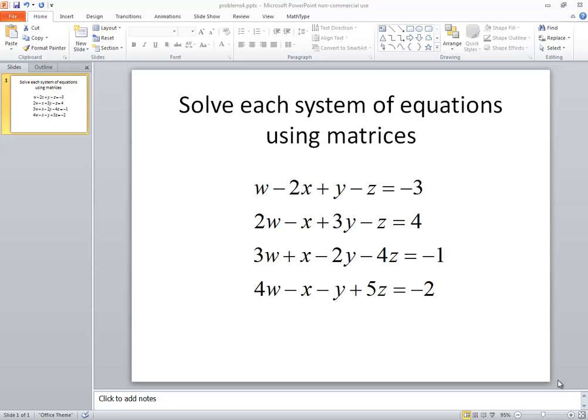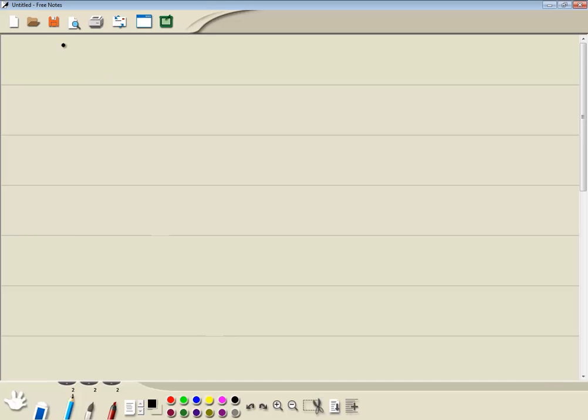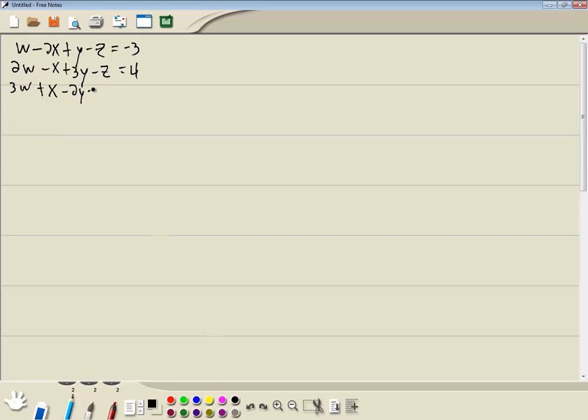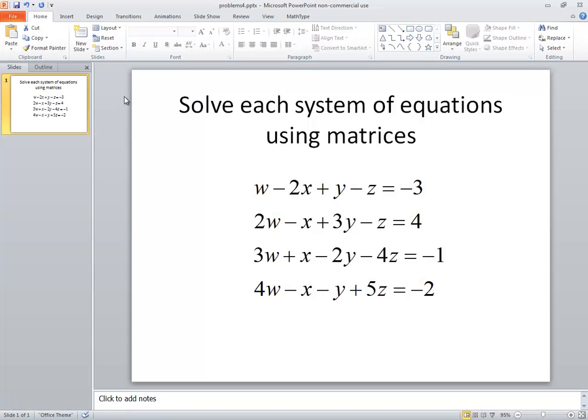Let's solve this system of equations using matrices by hand. w minus 2x plus y minus z is equal to negative 3. 2w minus x plus 3y minus z is equal to 4. 3w plus x minus 2y minus 4z is equal to negative 1. 4w minus x minus y plus 5z is equal to negative 2.